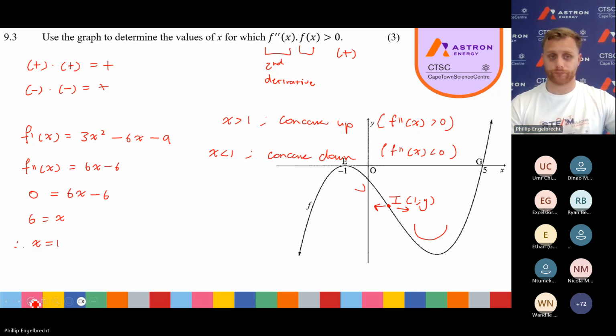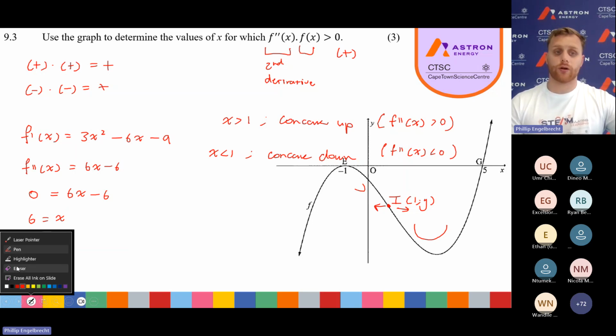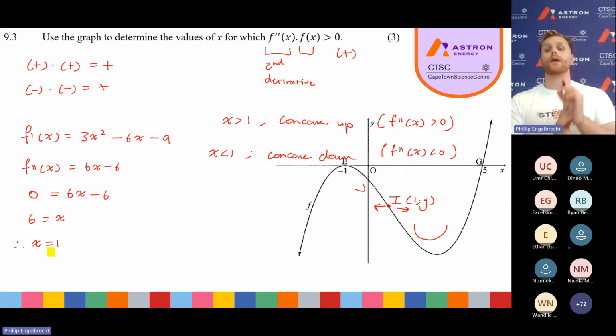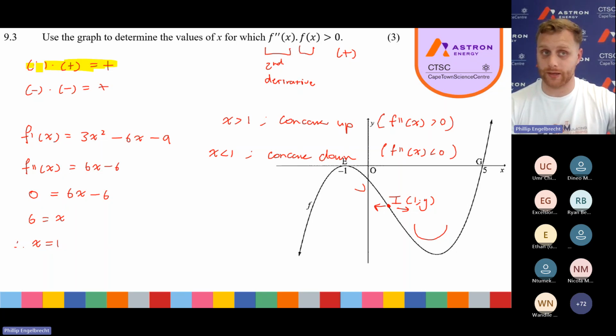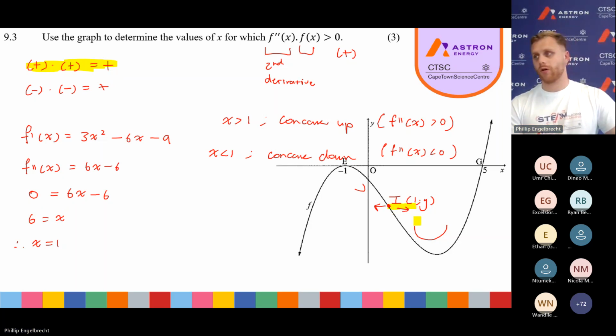So what I'm going to do is I'm going to take out my highlighter and I want to look for parts on the graph where both the function and the second derivative are positive. So I'm going to first look at this one over here. So remember, the second derivative is positive when we go beyond this point. So if I go beyond 1, I know my second derivative is positive. So that's a check.